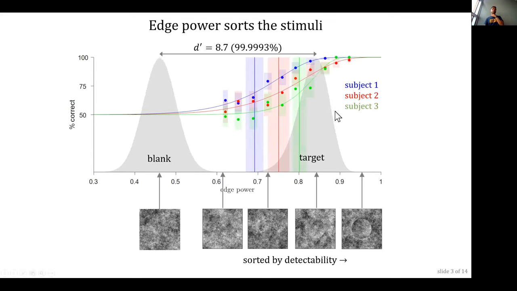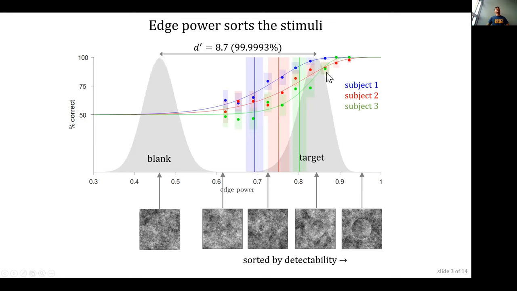These are three experimental subjects. On the vertical axis is the percentage of trials that they got correct. The stimuli presented to them were divided into 10 bins of edge power. When the edge power is very high, you can see that all of the subjects are almost 100% correct. When the edge power is very low, they go down to chance, which is 50%. It's like a coin toss probability.